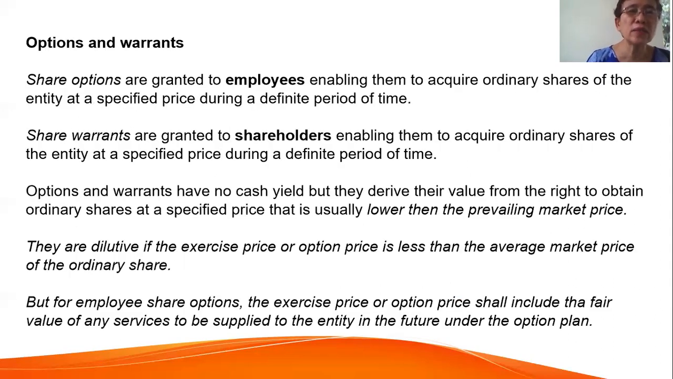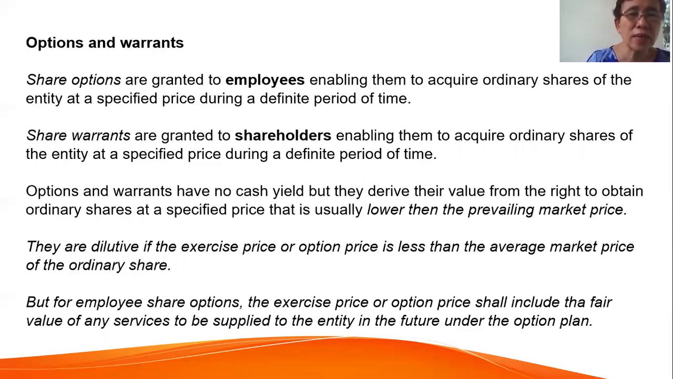Options and warrants. Share options are granted to employees, enabling them to acquire ordinary shares of the entity at a specified price during a definite period of time. Share warrants are granted to shareholders, enabling them to acquire ordinary shares of the entity at a specified price during a definite period of time. Options and warrants have no cash yield, but they derive their value from the right to obtain ordinary shares at a specified price that is usually lower than the prevailing market price.